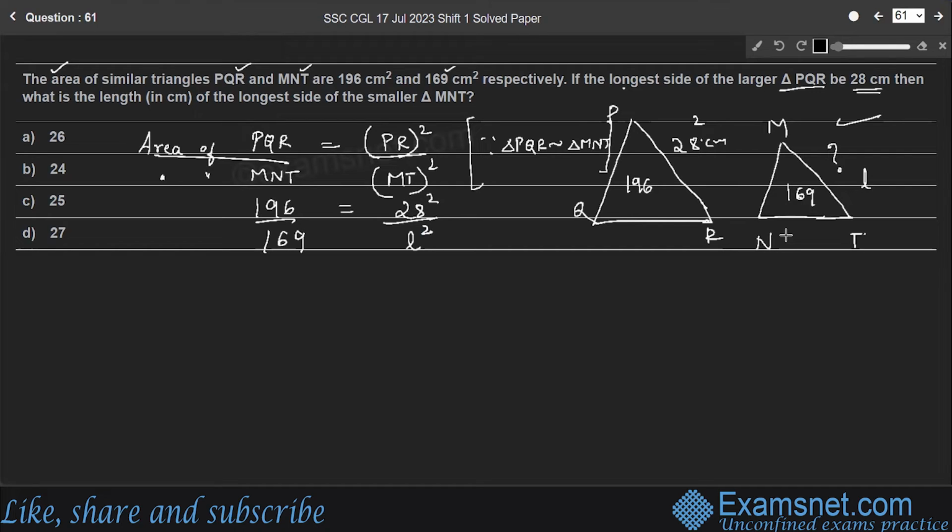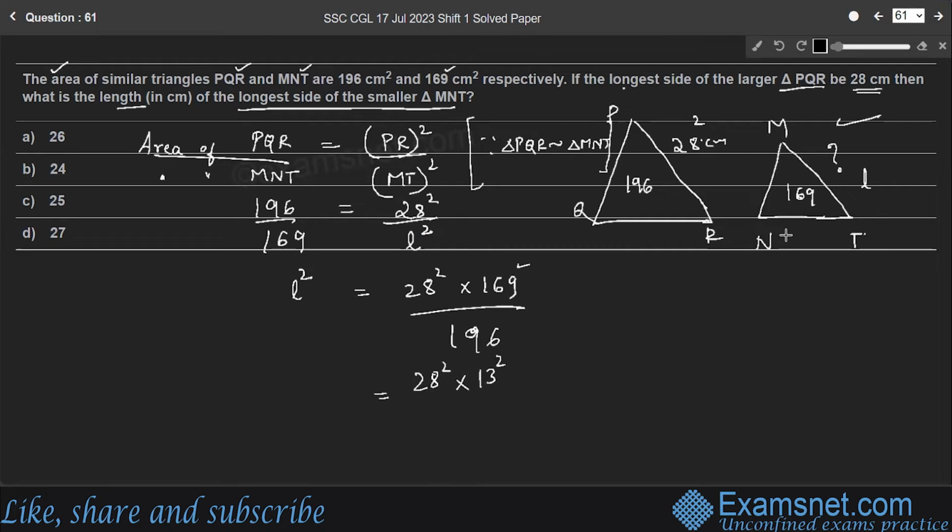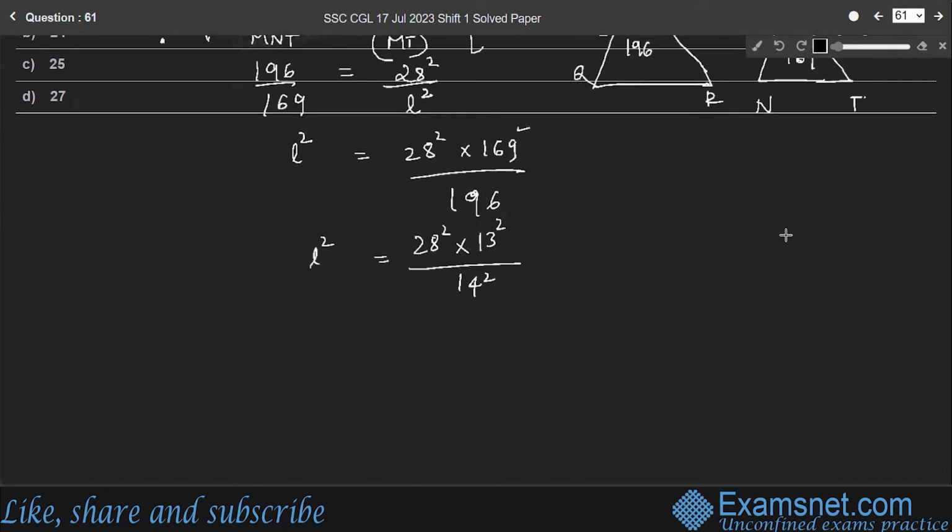So here we need to find the length of the longest side of the smaller triangle MNT, which is L. So L square is equal to 28 square into 169 by 196. 169 is the square of 13 and 196 is the square of 14, right? Therefore, L square is this much. L is equal to the root of all these values, 28 square into 13 square by 14 square, right?